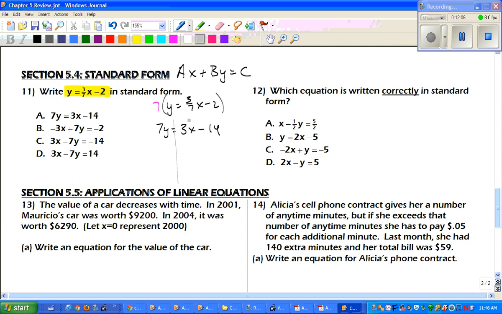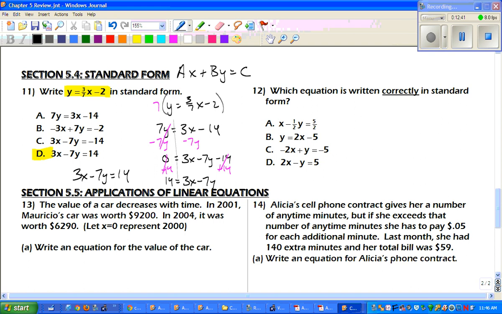All right, if the x is positive, we're going to move the y. So we get 0 equals 3x minus 7y minus 14. Add the 14 to both sides. And you get 14 equals 3x minus 7y, which is the same as 3x minus 7y equaling 14, which gives us the correct answer of D.